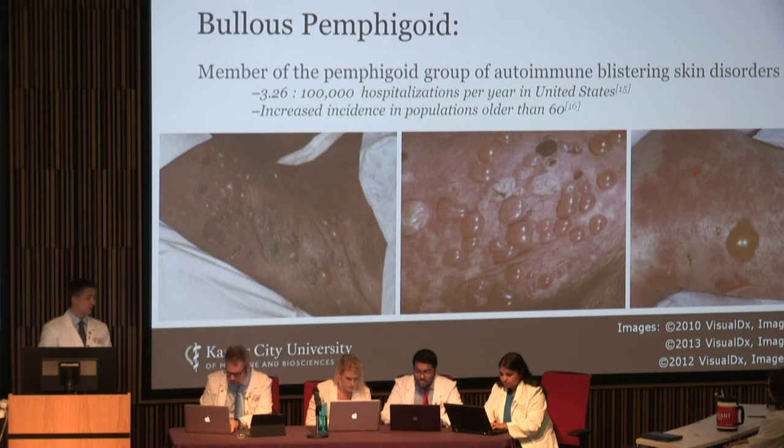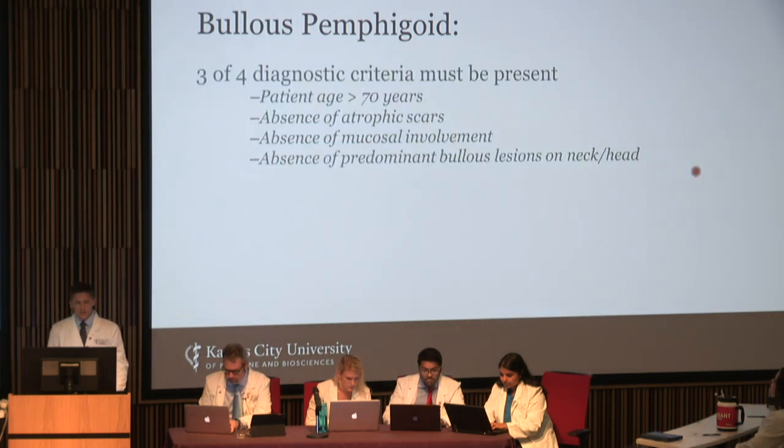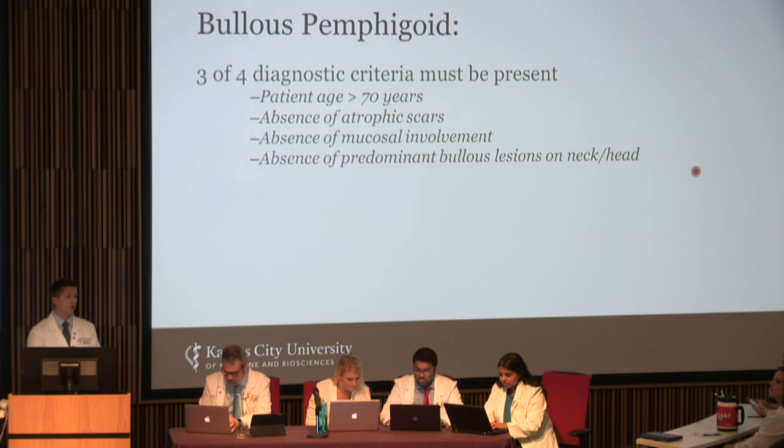And as student Dr. Brennan said, this is a disease that predominantly affects the elderly populations, where we see an increased incidence in populations over the age of 60. The diagnosis of bullous pemphigoid can be clinically established when 3 of the 4 diagnostic criteria are met. Patient age of over 70 years old, absence of atrophic scars, which are sunken or depressed areas of the skin resulting from damage to either collagen or adipose and subepithelial tissues, absence of mucosal involvement, or absence of predominant bullous lesions on the head and the neck. And it should be noted that our patient today did indeed meet all 4 of these criteria.